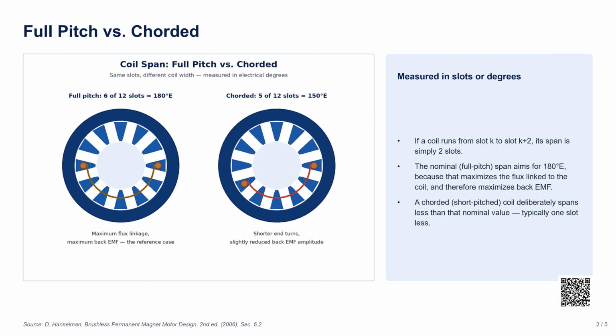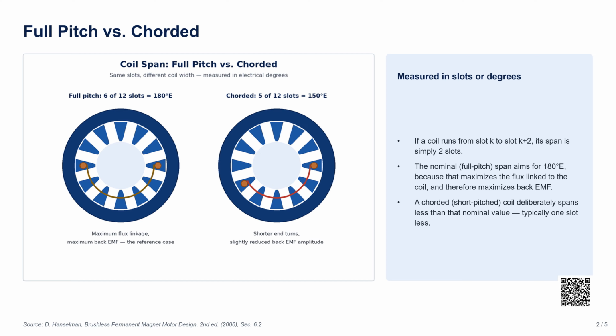Let's get concrete about how coil span is actually described. If a coil starts in slot K and ends in slot K plus 2, its span is simply 2 slots. That's it. Nothing more exotic than counting. Now, what should that span actually be? The general rule is to aim the coil span as close to 180 electrical degrees as possible without exceeding it. That's called full pitch, and it's the reference point every other design gets compared against.